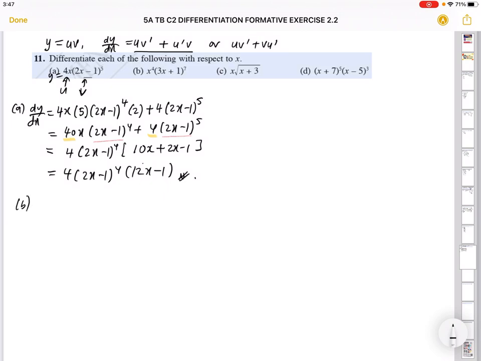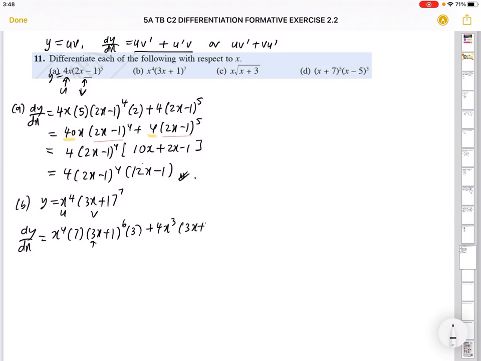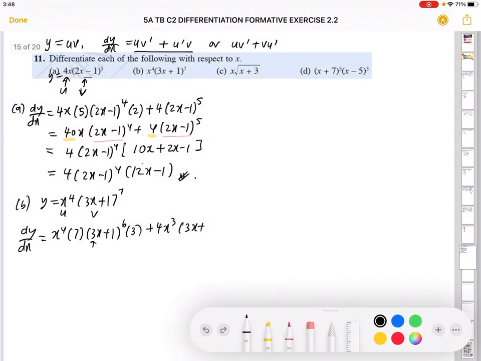Okay, B, let me write down the question. x power 4, (3x plus 1) power 7. So this is my u, this is my v. dy/dx: copy your u, differentiate your v, bring the 7 down, copy (3x plus 1), reduce the power by 1, 6, differentiate inside, differentiate 3x, I get 3, differentiate 1, you get 0, so you don't have to write. And when you differentiate my u, I get 4x power 3, and I copy (3x plus 1) power 7.